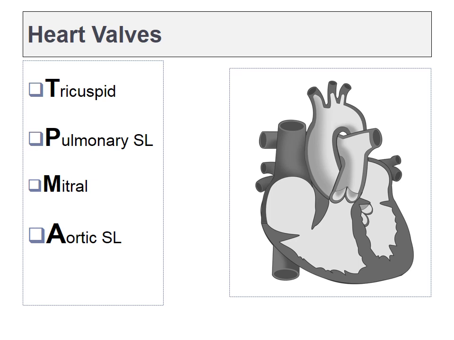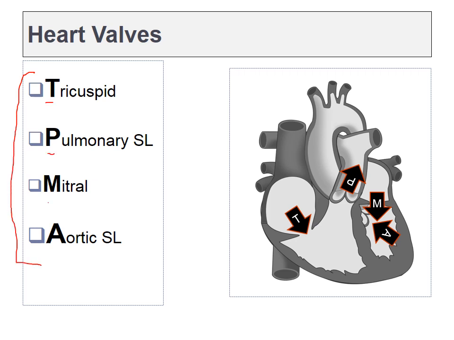The 4 valves in order are the tricuspid, the pulmonary, the mitral, and the aortic semilunar valves. There's a little mnemonic for remembering these, which is toilet paper my ass. If you don't like that mnemonic, you can make up your own, and of course there are multiple names for this mitral valve.